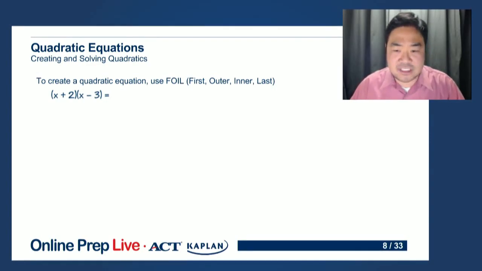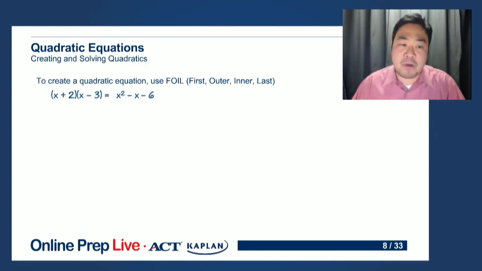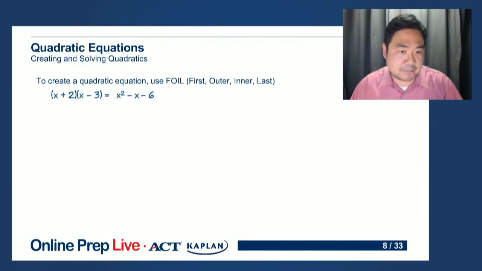So if you see those terms there, the x and the x are going to be x squared. The outer terms, x and negative 3, will give you negative 3x. The inner terms, positive 2 and x, will give us 2x. And then already you might be thinking, wait, I can combine those two. Negative 3x plus 2x will give you negative x. And then the last terms, positive 2 and negative 3, give negative 6. So that's how we use FOIL to multiply out those equations. FOIL is basically just an example of distributive property.